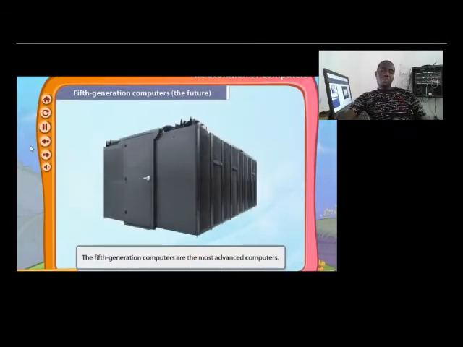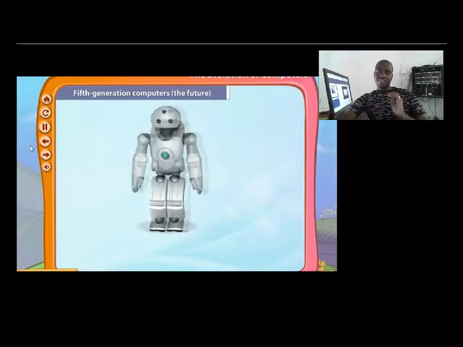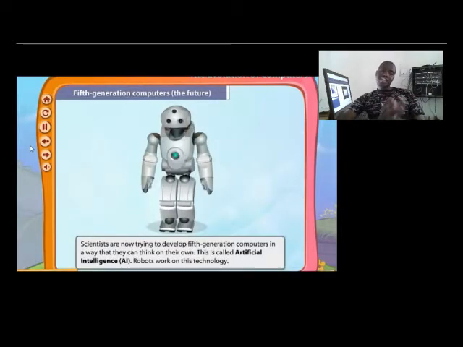Now, computers that are currently being developed and researched at the moment are the fifth generation computers. These computers are the most advanced computers. Scientists are basically trying to develop the fifth generation computers in a way that they can think on their own. This is called artificial intelligence. Robots can work on this technology.